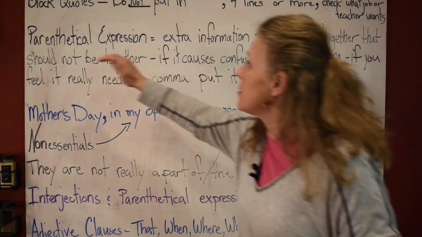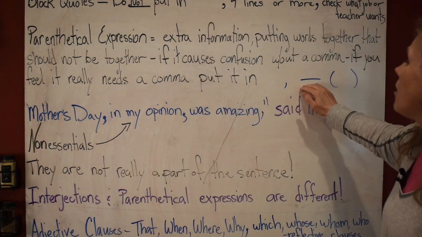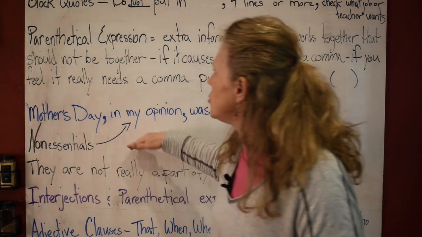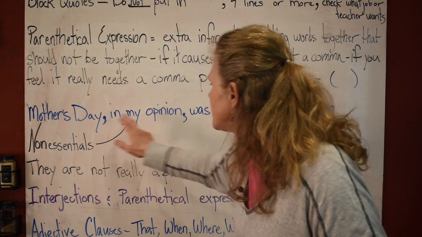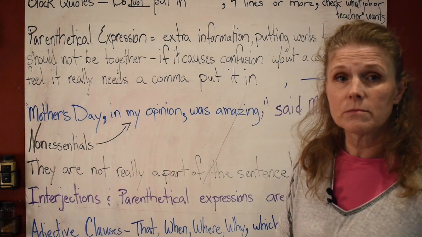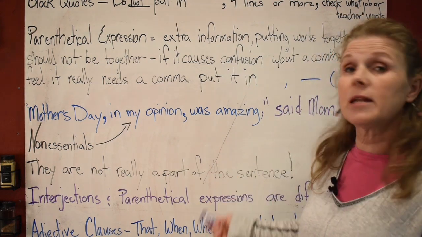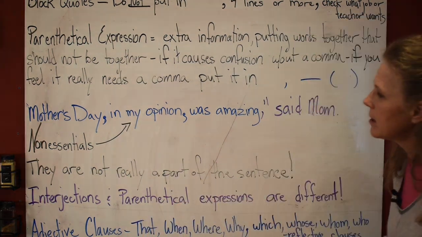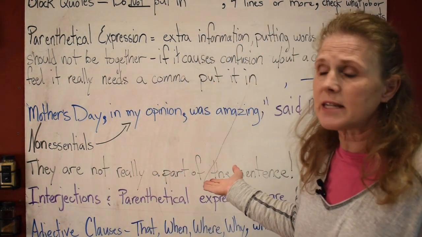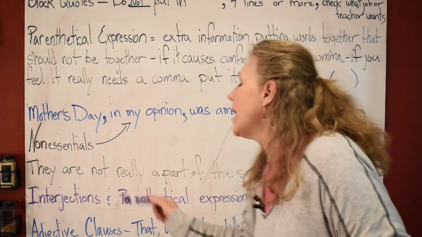Oh, also with parenthetical expressions, you use commas. You'll see commas most of the time. Also, you can use dashes and you can use parentheses. So that's what you would use in parenthetical expressions, but most of the time you're going to see this. And look, they're considered non-essentials. Non-essentials mean it doesn't need to be in there. You're just putting it in there because you want to add it in there. They're not really a part of the sentence. Look at that. It's not really a part of the sentence to say Mother's Day was amazing. We just added it in.